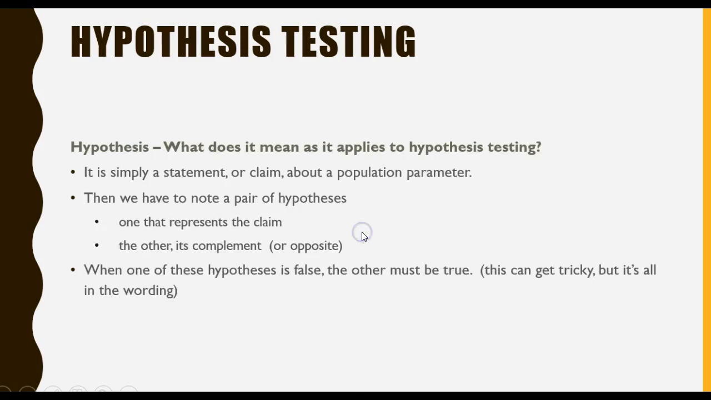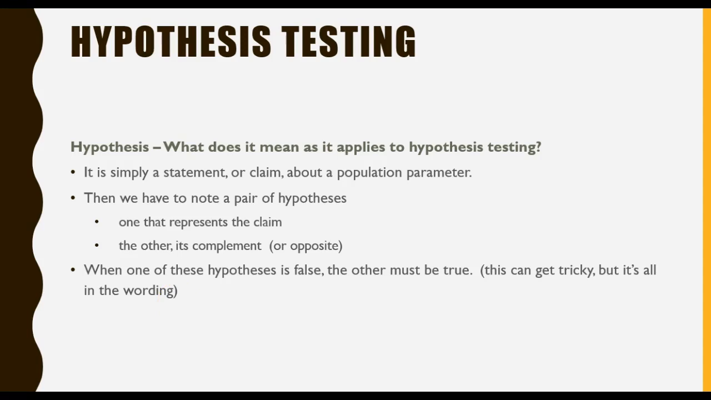Now, what does it mean as the word hypothesis applies to hypothesis testing? It's simply a statement or claim about a population parameter, maybe a population mean, maybe a population proportion. Then we have to note a pair of hypotheses. One of these represents the claim, the other its complement. So I've got the claim and I've got its complement, or its opposite.